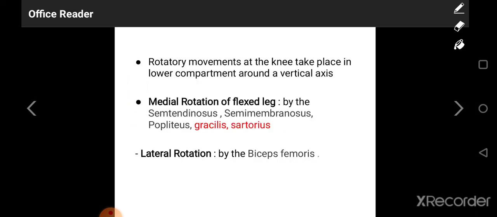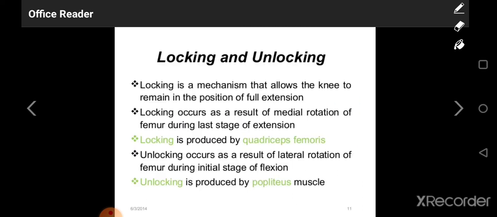Now rotatory movements at the knee take place in the lower compartment around the vertical axis. Lower compartment means the compartment between the meniscus and the tibia. Medial rotation is done by semitendinosus, semimembranosus, popliteus, gracilis and sartorius, and lateral rotation is done by the biceps femoris.